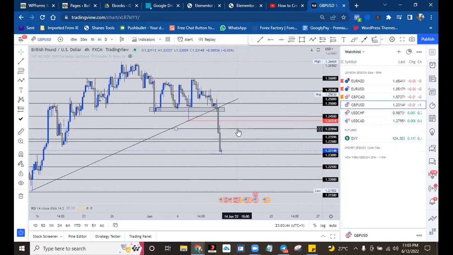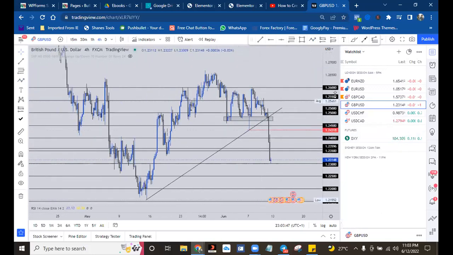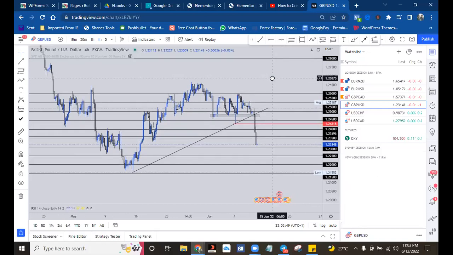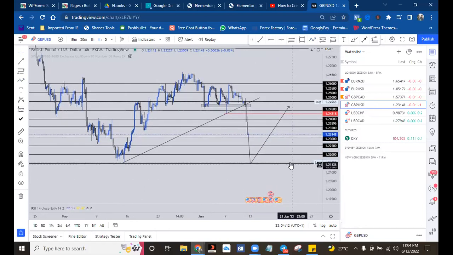GBP USD, what do we expect in GBP USD? As you can see clearly, GBP USD also did the same thing that EUR USD did, which was what? A breakout to the downside after a long bullish move. So I'll be expecting price to probably keep going bearish to maybe this level before we expect a bullish move again, probably here. So I'll still be looking out for selling opportunities in GBP USD this week.